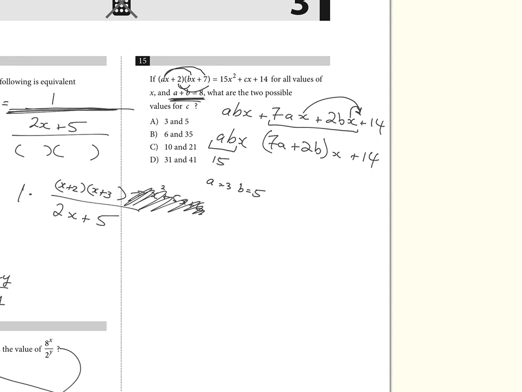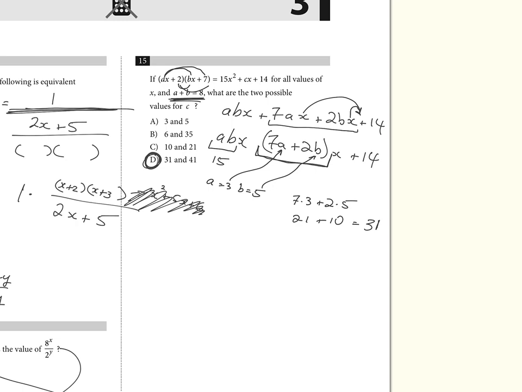And so all we have to do is put this in there, that in there, because this is equal to c. So c is 7 times 3 plus 2 times 5, is 21 plus 10. And we have 31. This is equal to 31. So this is the only one that has 31. So we choose D.